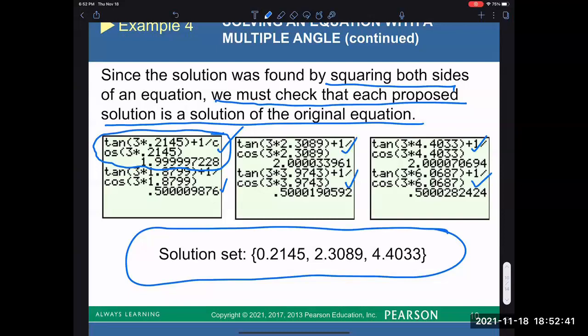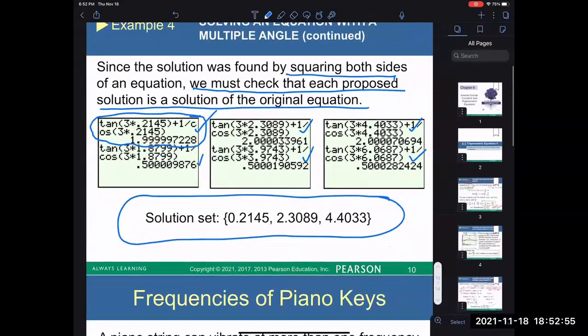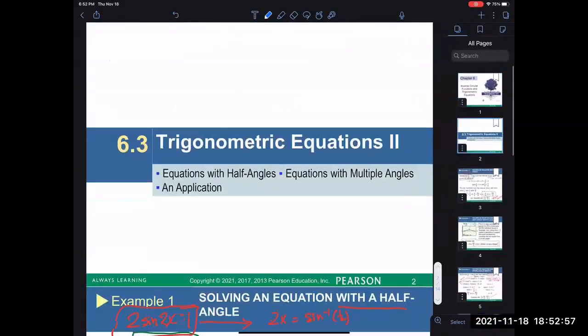A lot to think through there, a lot of ideas to try to practice on problems yourself. And that's plenty enough for this video, so we're going to stop there. So again, these were some problems for us to take a look at in 6.3, looking at equations with half angles and equations with multiple angles. And we did several examples of those.